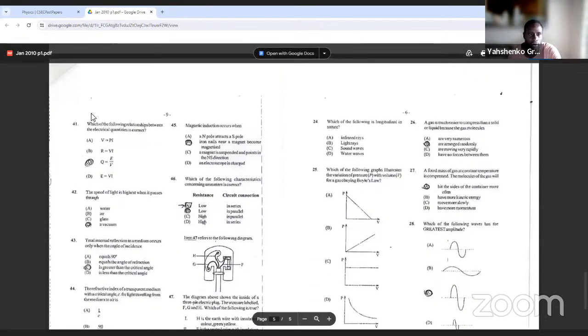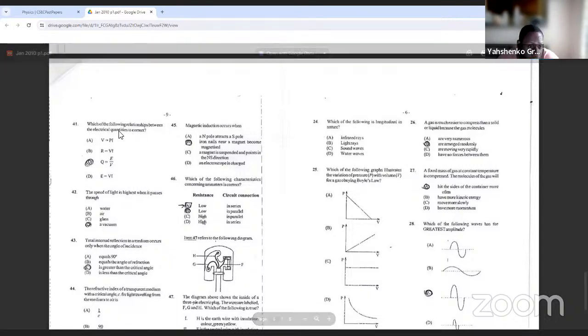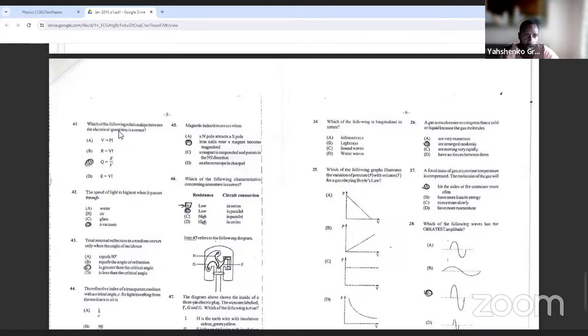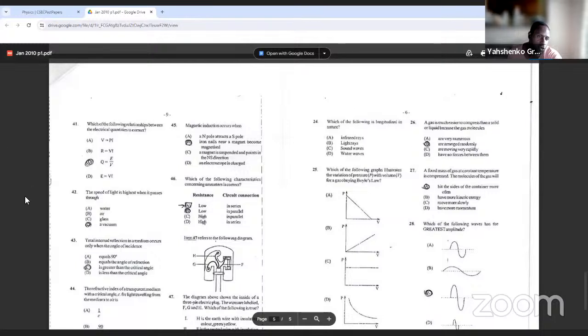All right, so here we go now. Which of the following relationships between the electrical quantities is correct? So let's take a look at all the electrical formulas that we may be familiar with. All right, so we know that I is equal to V, sorry, I should write as V over R.